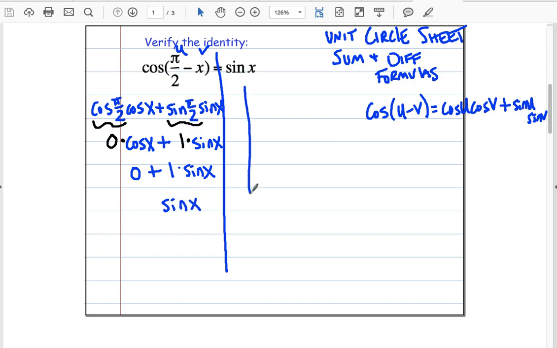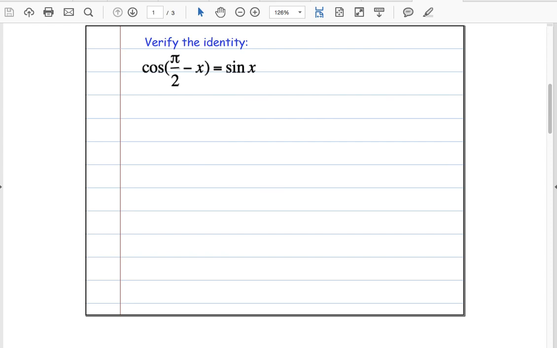And that is what I was trying to show the whole time. So I did nothing over here on the right side. I was only working on the left side until it became a sine x. All right, let's try another one.